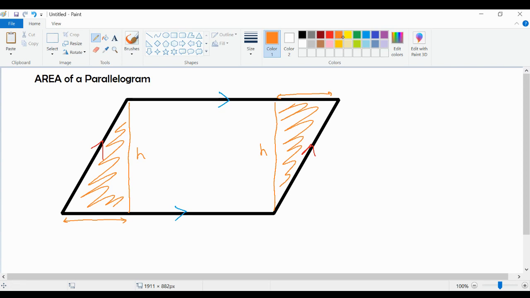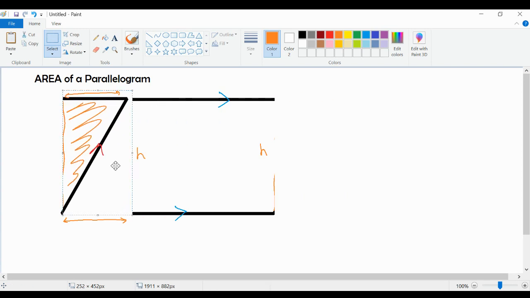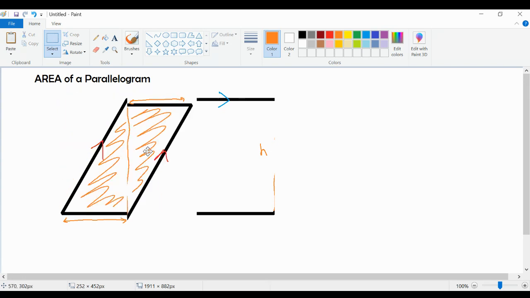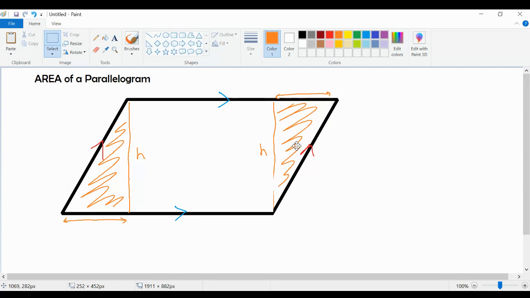If you can imagine taking this piece here, let's see if I can take it, and let's chop it out and pop it over here. Then you would have a rectangle. Okay, so if we just take that and put that back there, then you have your parallelogram. So let's draw that back in over here.